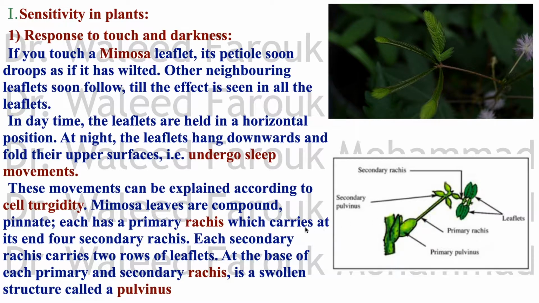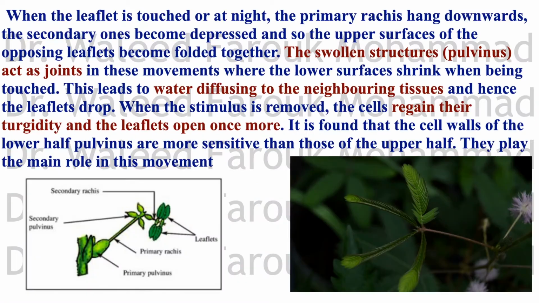This is the pulvinus, this is the primary rachis, secondary pulvinus, secondary rachis, and leaflets. These pulvina act as joints for the movements of the rachis and the leaflets on it.